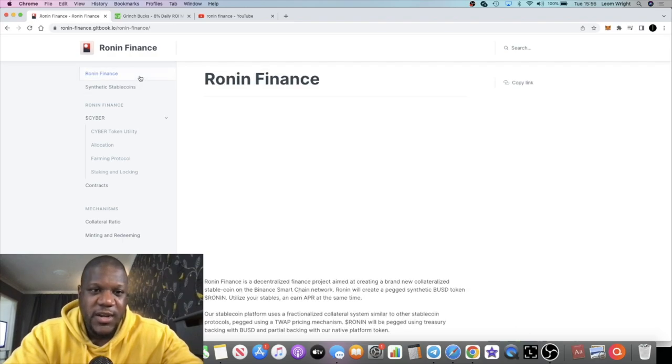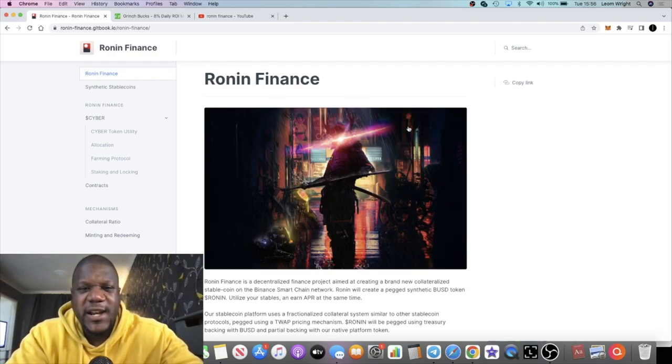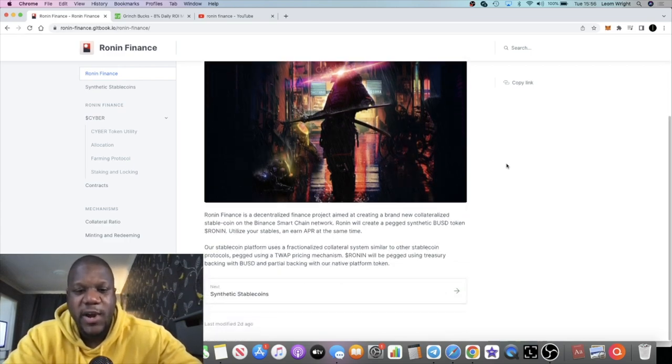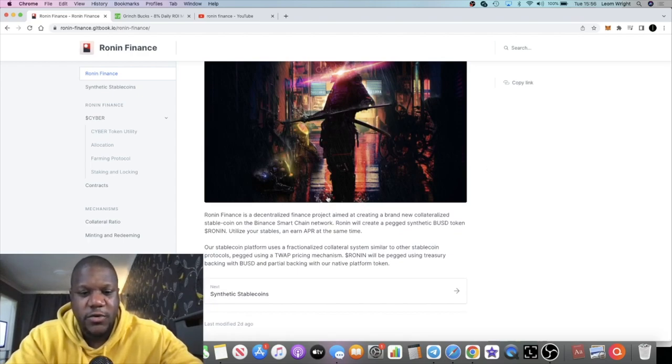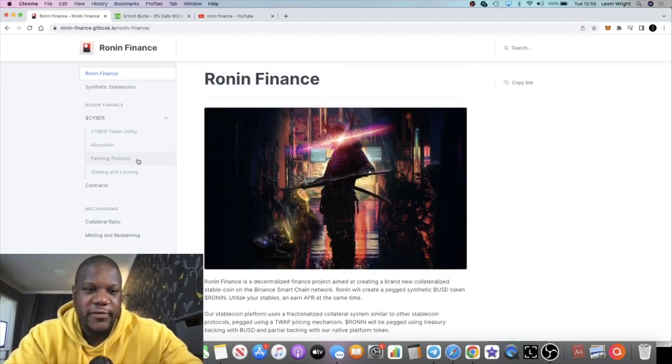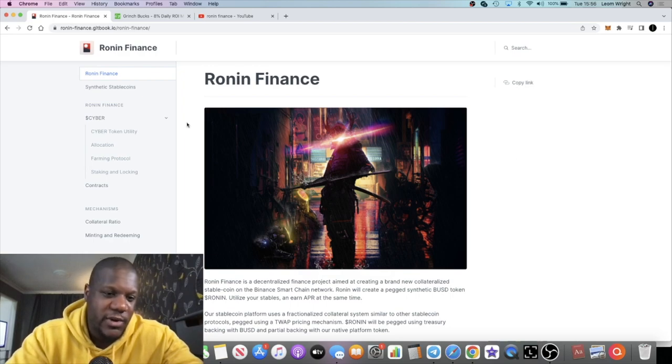All right, guys. So this one is similarly named to the Ronin network. We saw the Ronin network was hacked, but this is not Ronin network. This is Ronin Finance, and this is on the Binance Smart Chain. So we see a lot of similarly named tokens and protocols in crypto. It's just something that happens.